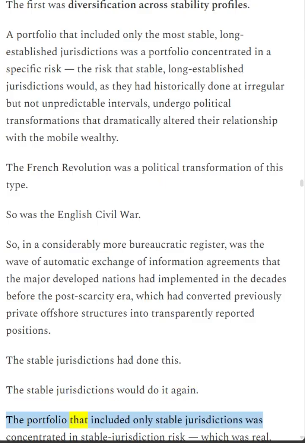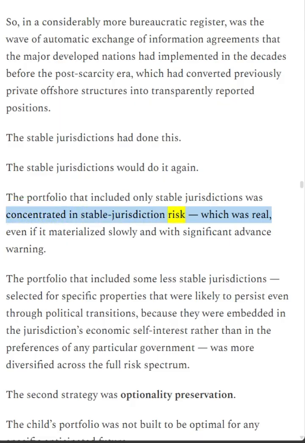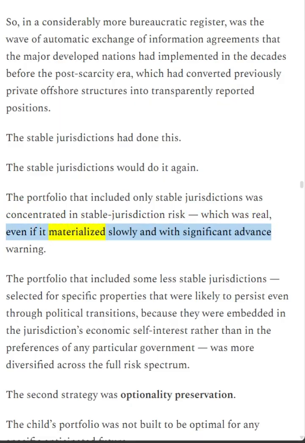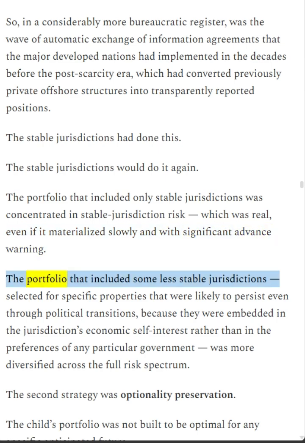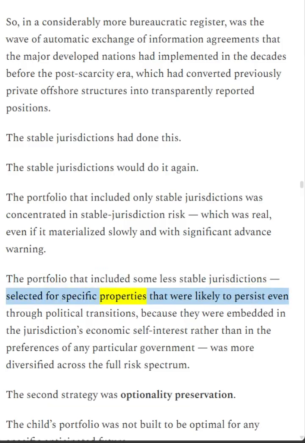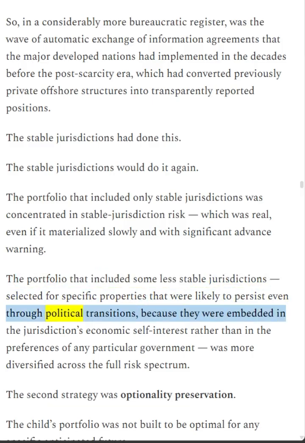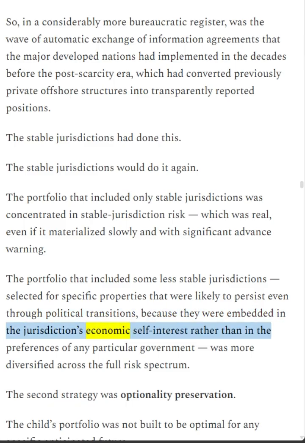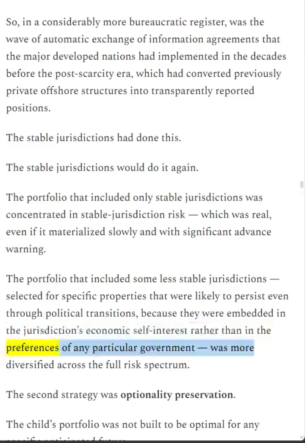The portfolio that included only stable jurisdictions was concentrated in stable jurisdiction risk, which was real, even if it materialized slowly and with significant advance warning. The portfolio that included some less stable jurisdictions, selected for specific properties that were likely to persist even through political transitions, because they were embedded in the jurisdiction's economic self-interest, rather than in the preferences of any particular government, was more diversified across the full risk spectrum.